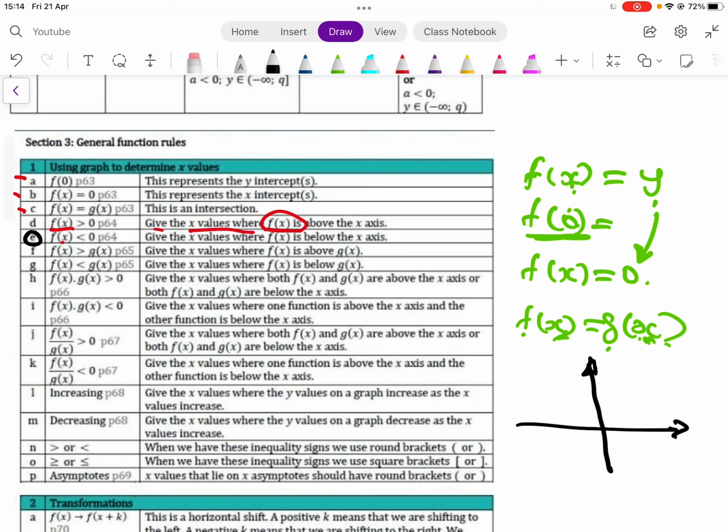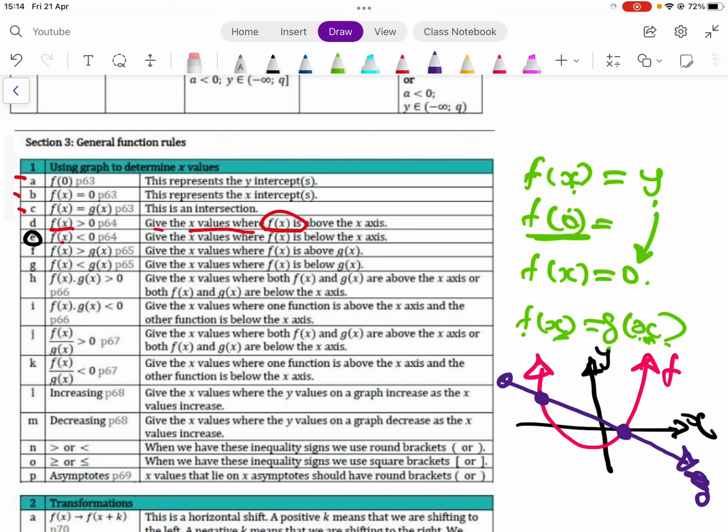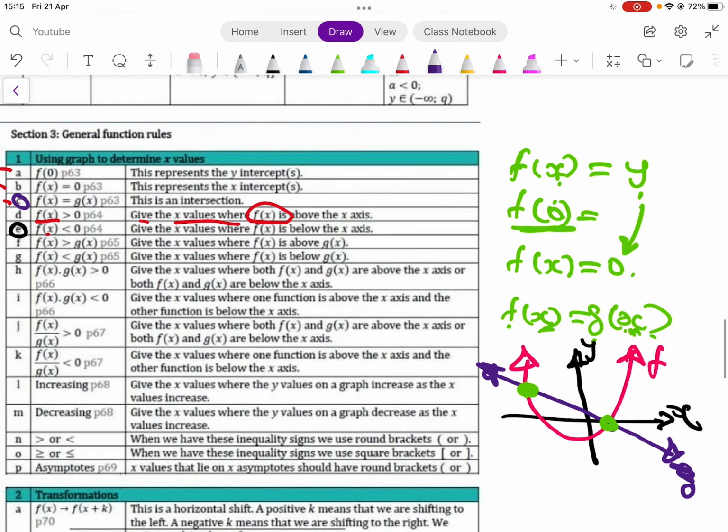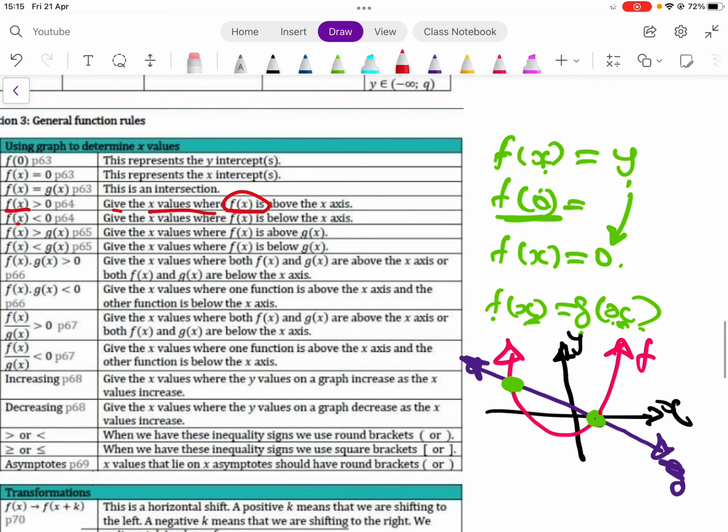Just to demonstrate the two, I'll maybe draw something here. This is the xy plane, and let's say we have this being our function, which is f, and then suppose I add another function, a straight line, which is our function g. These are the points of intersection. That's where f at x is equal to g at x.